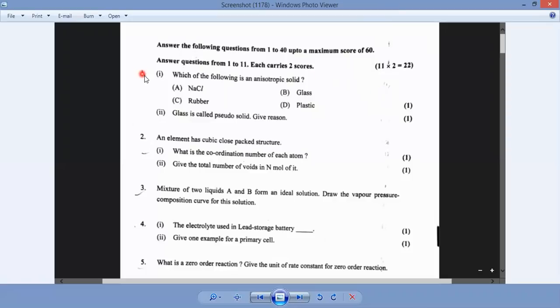So the first question is, which of the following is an anisotropic solid? The answer is option A, NaCl. And the second part of the first question is, glass is called a pseudo-solid, give reason. So I'll explain these two questions in detail.